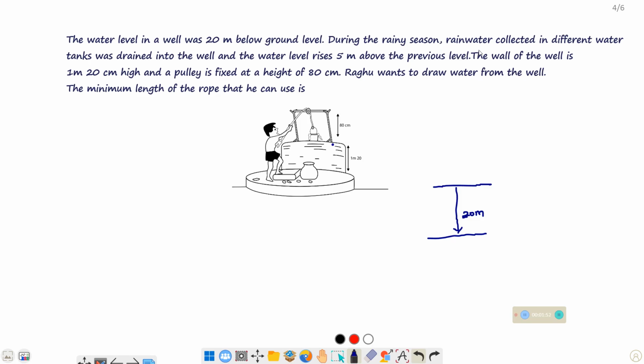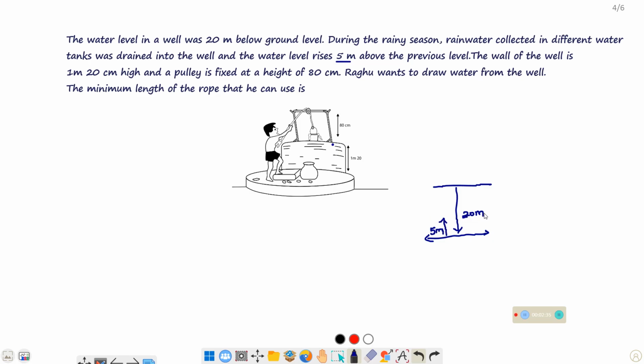And during the rainy season, rainwater collected in different water tanks was drained into the well, and the water level rises 5 meters above the previous level. So here when they collected the rainwater, they drained it into the well. The whole water was drained into the well. So how much did the water level rise? It rose 5 meters above the previous level. So this was the previous level where the water was, right? So it rose 5 meters above it. Previously it was 20 meters. Now it rose 15 meters.